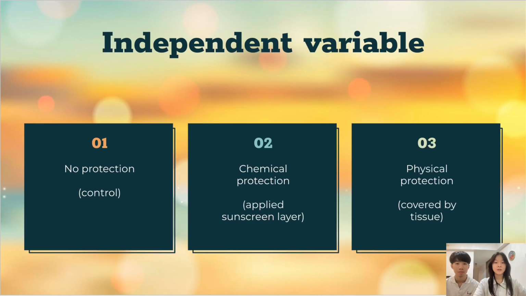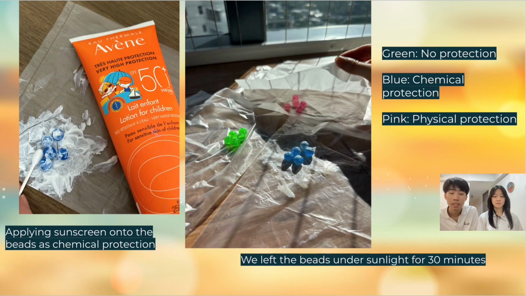The independent variable of our experiment was the different protection methods. Firstly, we had a control group with no protection, and second, we had a group with chemical protection where we applied a sunscreen layer onto the beads, and lastly, we had a group with physical protection, where the beads were covered by tissue. And these are some of our experiment photos.